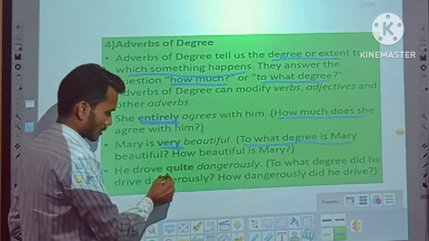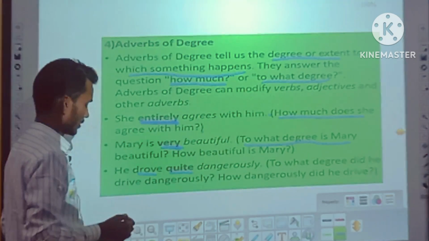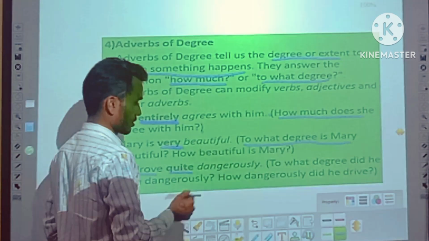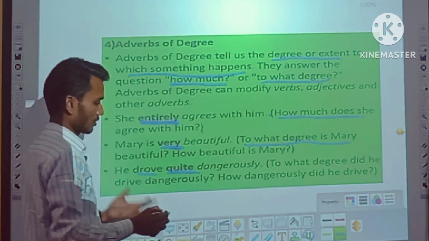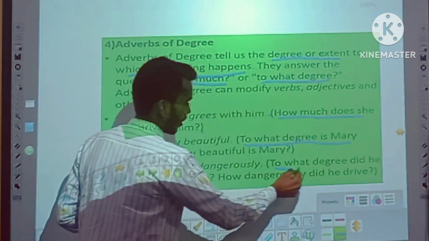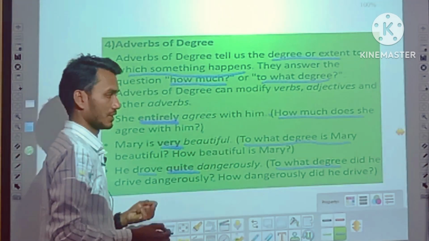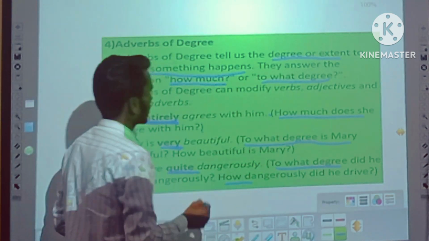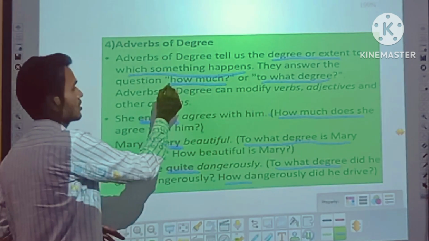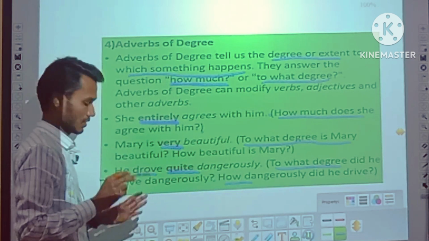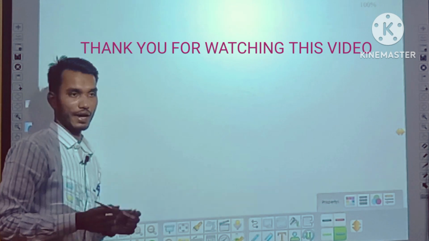He drove quite dangerously. Here quite is an adverb of degree. To what degree did he drive dangerously, or how dangerously did he drive? So here you can just remember, usually adverbs of degree answer the question how much. That's it, how much. So this is all about adverbs.